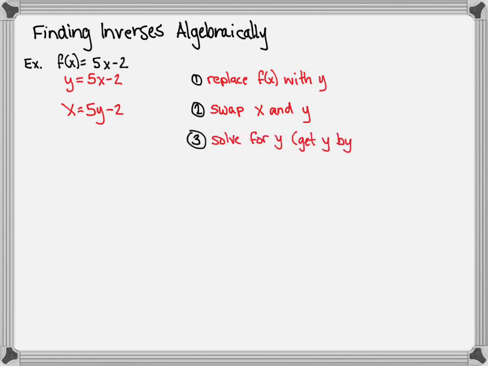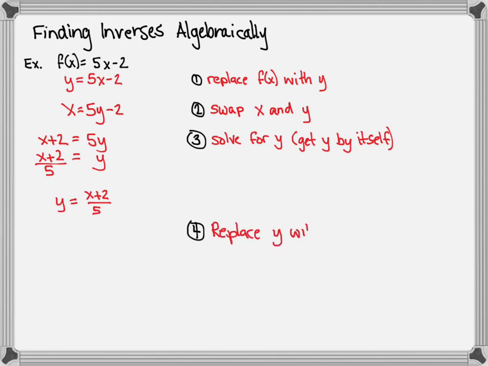Now we will solve this equation for y. We'll get y by itself. So first I'll add 2 to both sides and I'll get x plus 2 equals 5y. Then I'll divide both sides by 5 and I'll get x plus 2 divided by 5 equals y. I can turn that around, so y equals x plus 2 all divided by 5. And then finally, step 4, we will replace y with f to the negative 1 of x. So I can rewrite this as f to the negative 1 of x equals x plus 2 all over 5. I could put this in slope-intercept form, but I don't need to do that here.